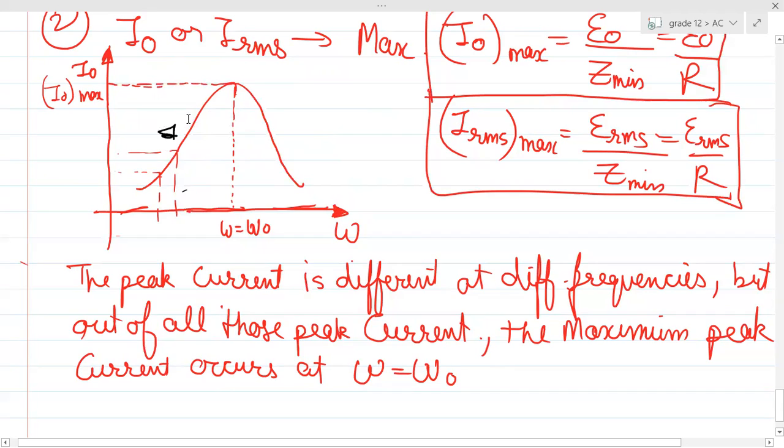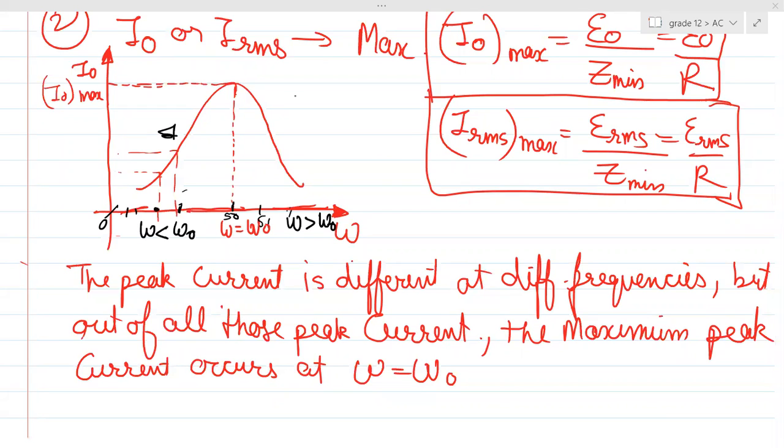So on this side, omega naught is bigger than omega. On this side, the frequency is less than the resonant frequency, and on the other side, the frequency is greater than the resonant frequency. Can you see, if this is 50 hertz, then 49 will come over here, 48 will come over here, right or wrong? So on this side, the frequency will be less than omega naught, and here it will be 51, 52, and so on. Yes or no, guys?